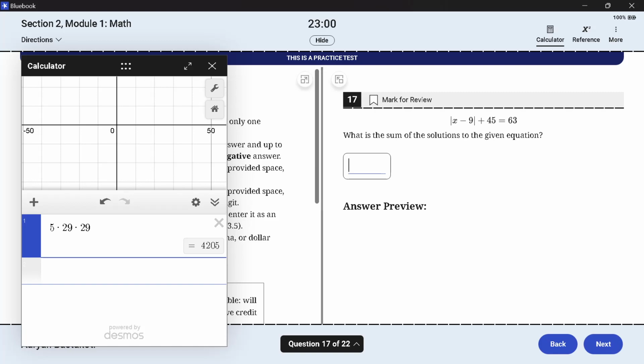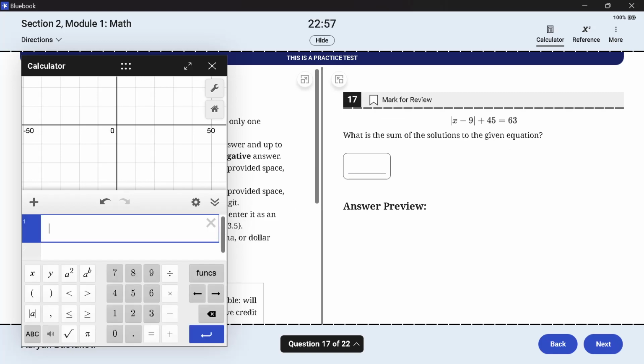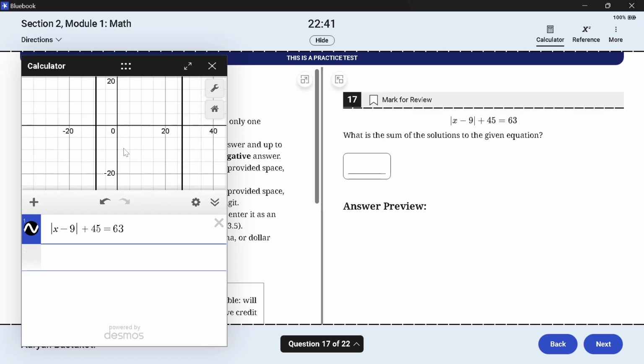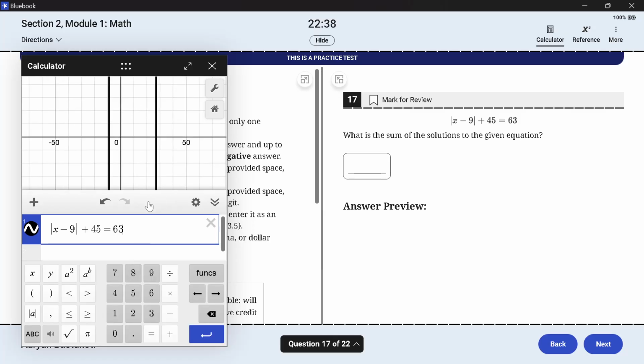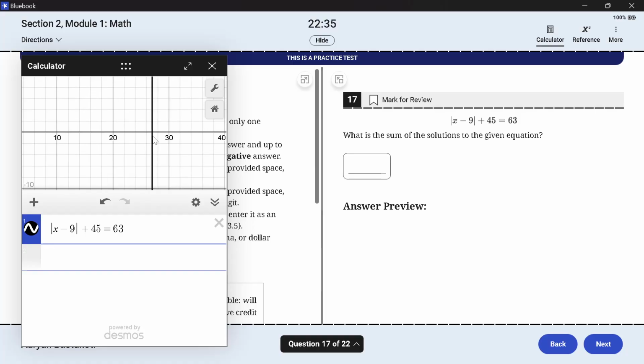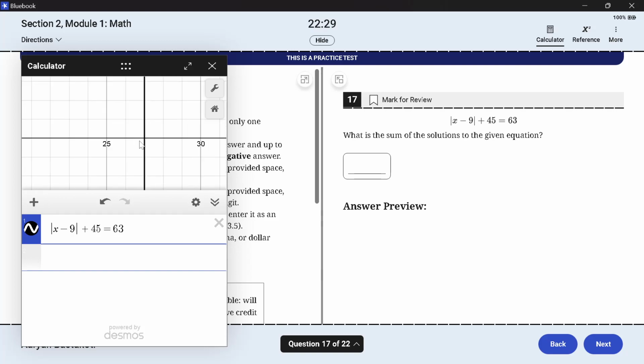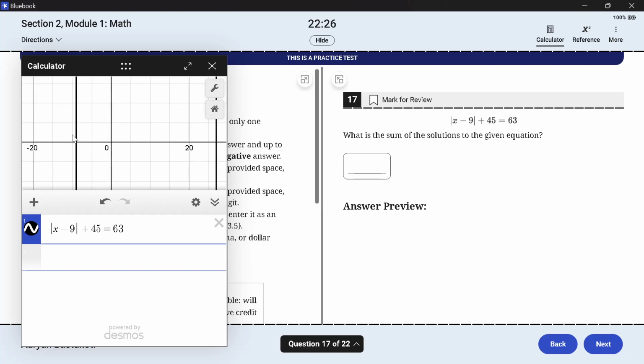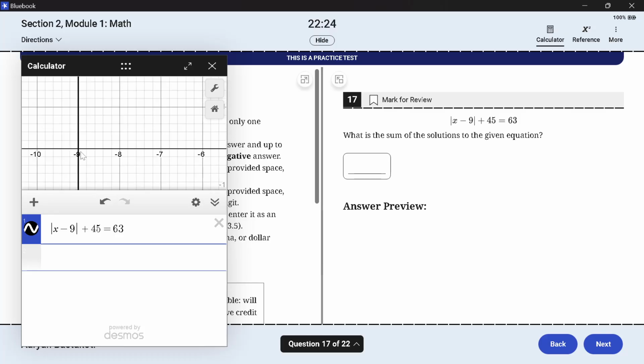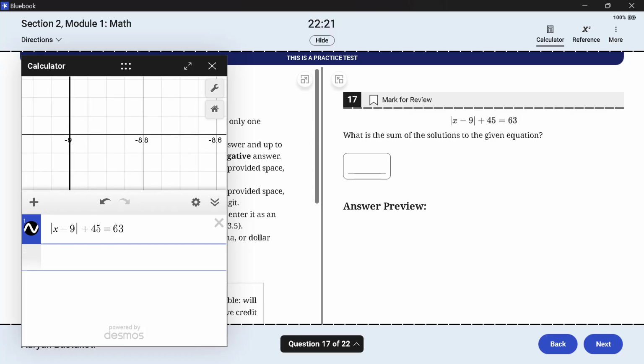What is the sum of solutions to the given equation? So what are the two solutions? Let me do it using Desmos. I have never done it using Desmos, but let me try it. Equals 63. The two solutions are 27 and minus 9. Let me check.